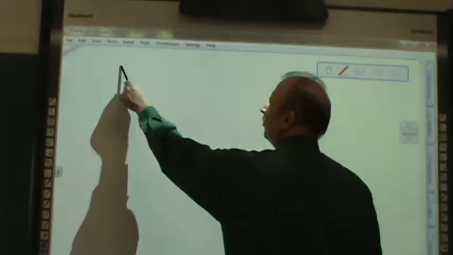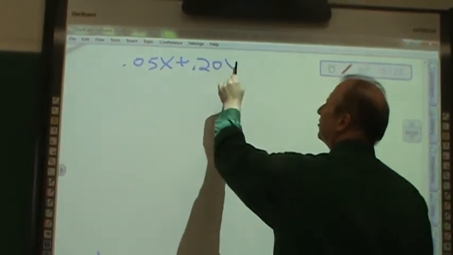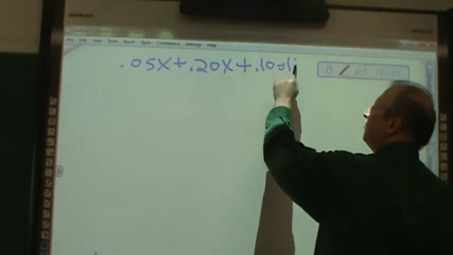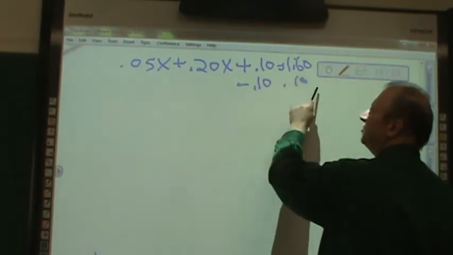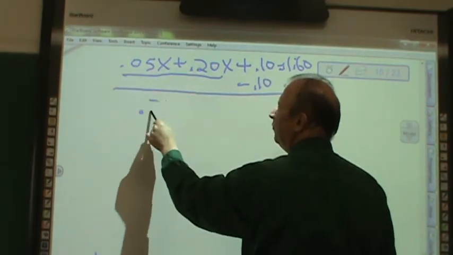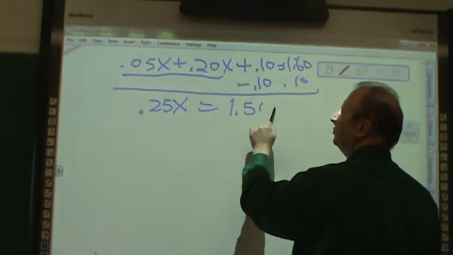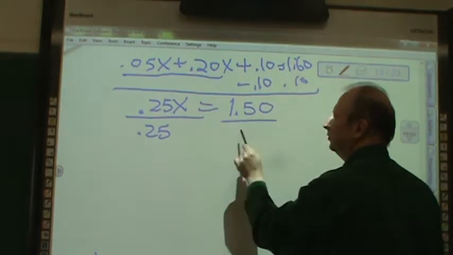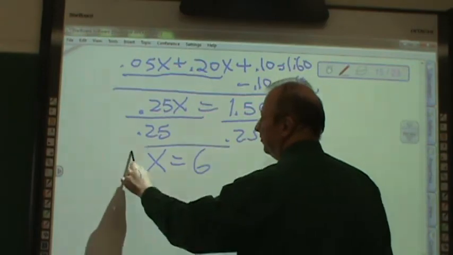So let's look at what I have. 0.05x plus 0.20x plus 0.10 equals $1.60. If I subtract 10 cents from both sides and I combine like terms, 0.25x is equal to 1.50. Now we're going to divide by 0.25. X is equal to 6.